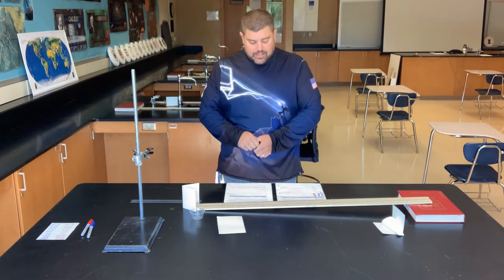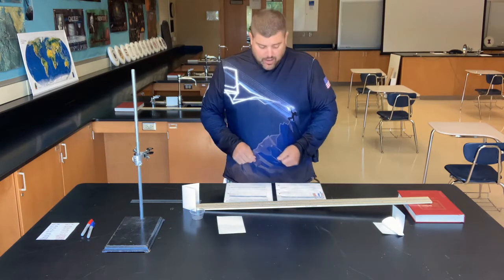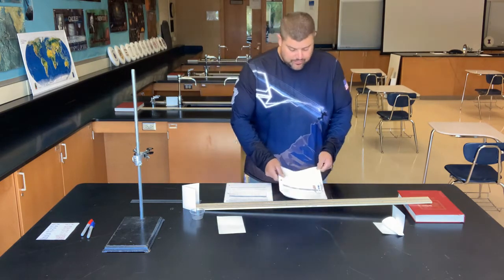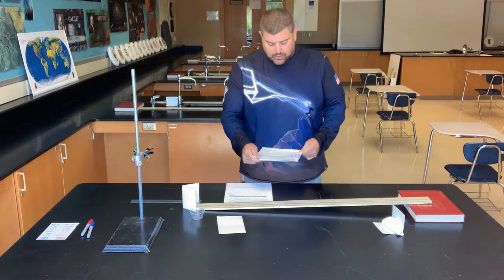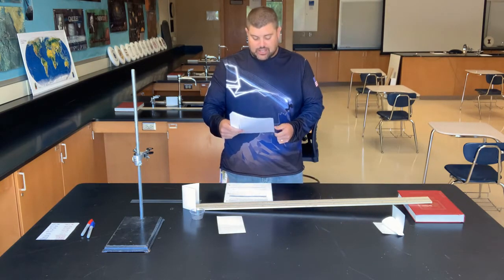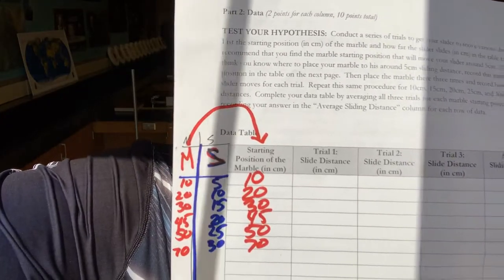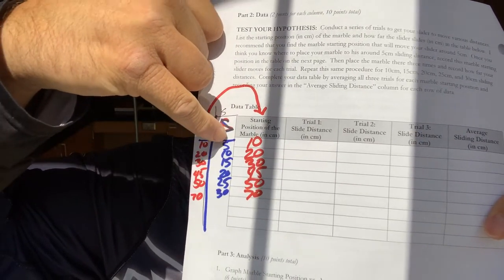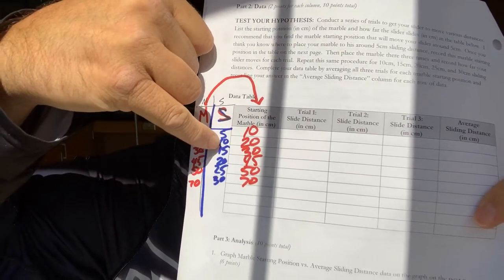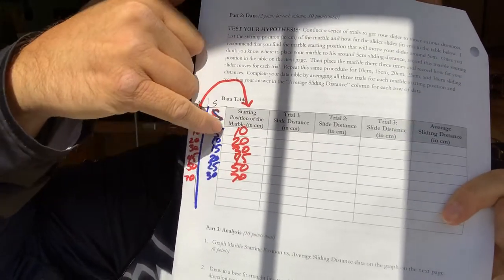So what I'm going to ask you to do is, right off to the side of the starting position of the marble, we're going to write a little S to indicate the sliding distance. What you can see is I have a little S here, and that's sliding distance. I want to try to see how we can move the slider 5 centimeters, 10 centimeters, 15, 20, 25, and 30 centimeters. This is the slider.